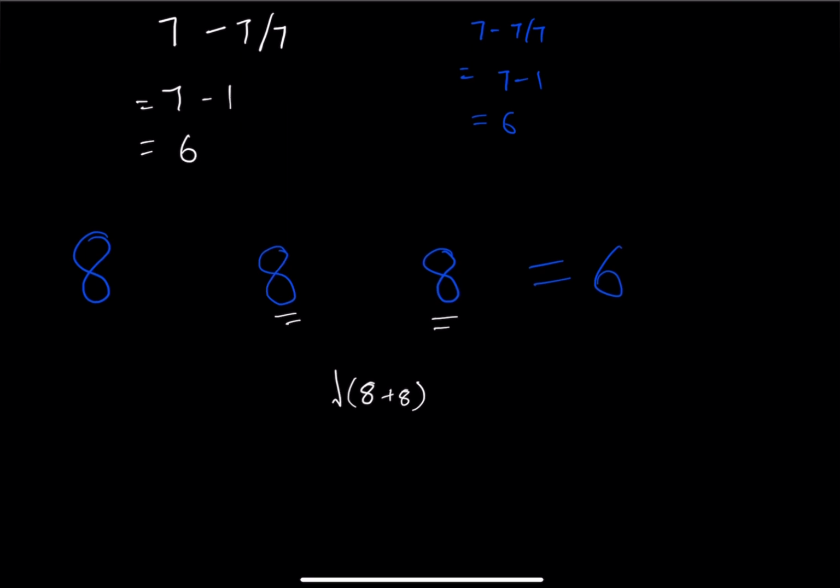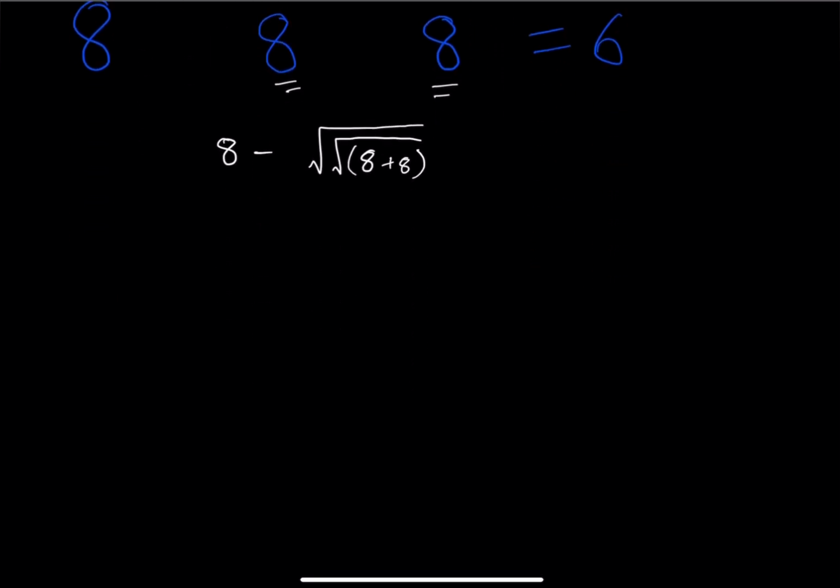The square root of 16 is 4. And the square root of 4 is 2. So 8 minus the square root of the sum of 8 plus 8 gives us 6.